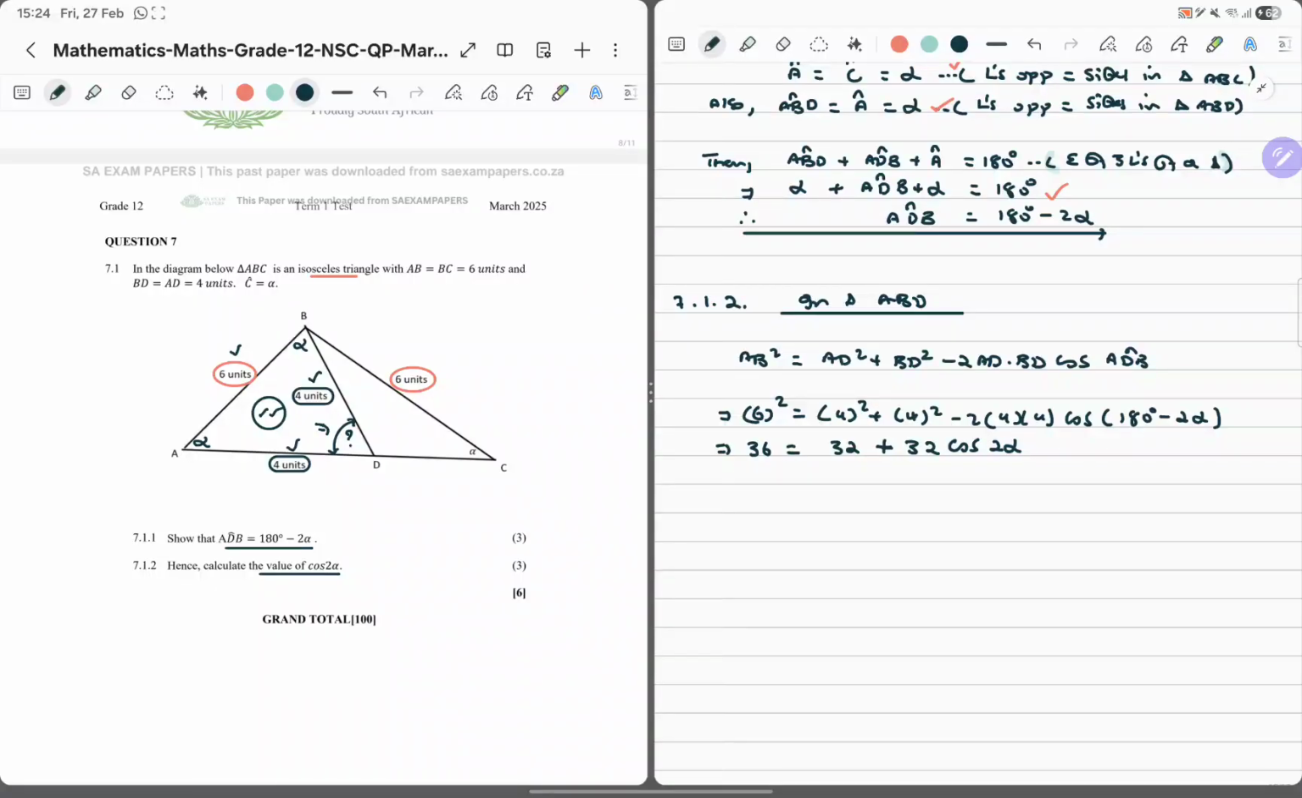And then we isolate cos 2 alpha. So this implies that cos 2 alpha is going to be 36 minus 32 over 32. Therefore, cos 2 alpha is the answer. So 36 minus 32 is 4 over 32. So 4 over 32 is 1 over 8. Nice and easy. Okay, it's done, guys. It's done.